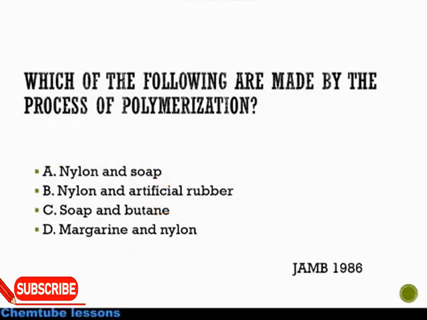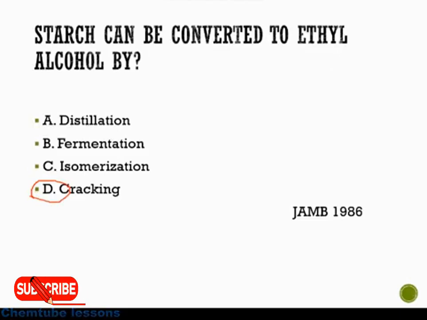Which of the following are made by the process of polymerization? So the answer here is nylon and artificial rubber. These two are made by the process of polymerization. Let's look at the next question.